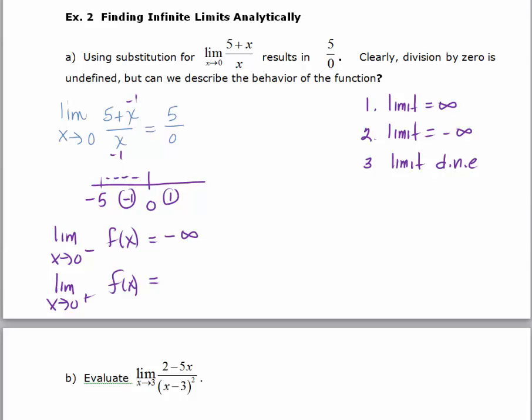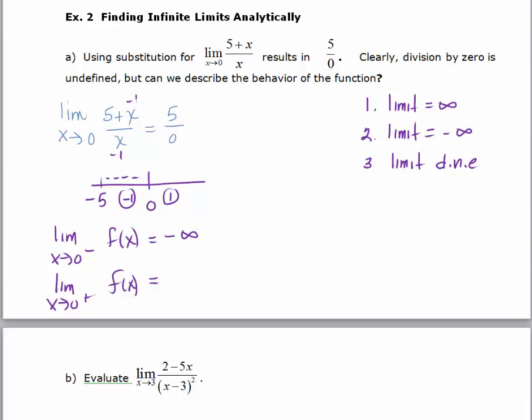I'm also going to test this region in here. Remember, between any two zeros, or between any vertical asymptote and a 0, a function is either completely above the x-axis or completely below, which is why I only need to test one value in each region to decide whether it's going to be positive infinity or negative.